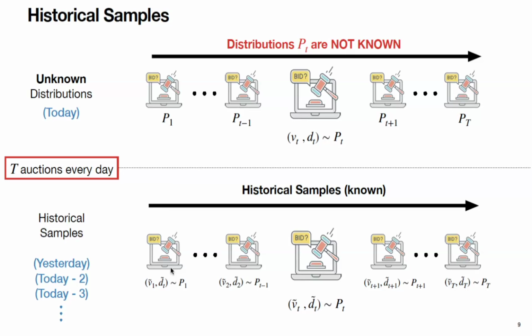And how do I go about doing this? Again, distributions P_T are independent, but otherwise they can be arbitrary. I don't know anything about them. V and D can be correlated. And all I know is some samples, basically some number of samples from each distribution.